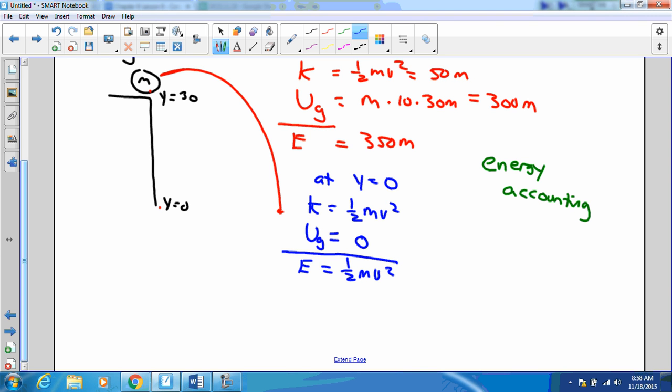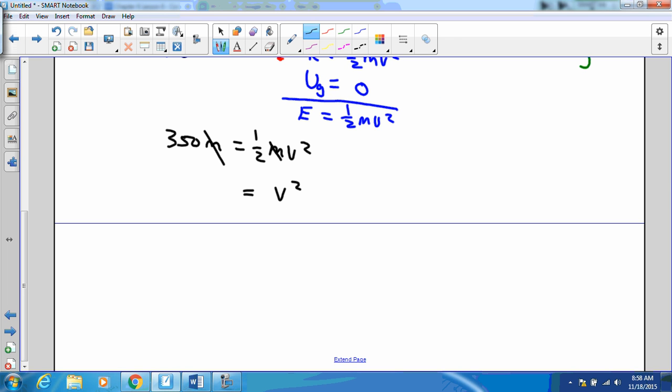And now for the big moment. We've done energy accounting at this point and at this point, and we are now ready to use the principle of conservation of energy by saying that energy is constant, which means that if I have accounted for energy at any point, the total energy here, the total energy here have to be the same number, which means that 350m from the top has to equal 1/2 mv squared on the bottom. Look at that, the masses cancel out. And that gives me, Deanna's got the right idea, and all of you should be grabbing the calculator and calculating that speed.